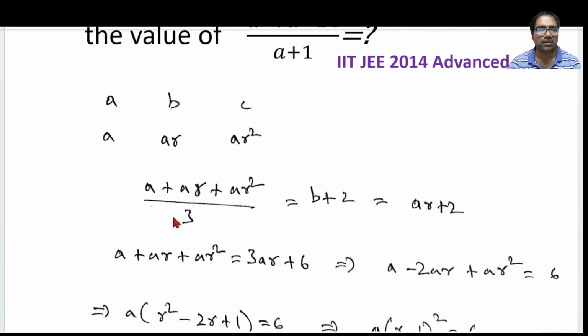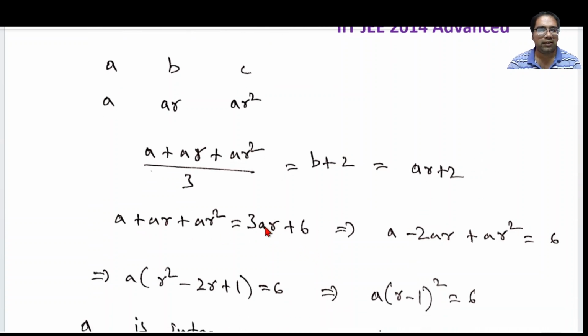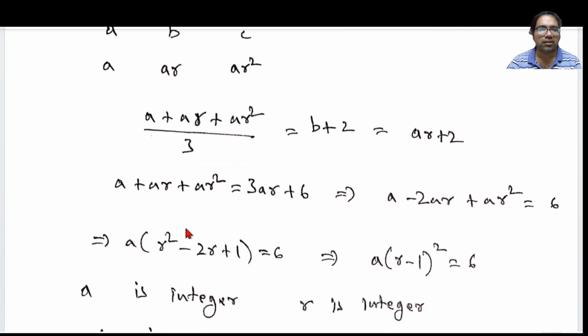Let us just simplify this. Then a plus ar plus ar square should be equal to 3 times ar plus 2, that is 3ar plus 6. What does that mean? If you take this 3ar to this side, it becomes a minus 2ar plus ar square equals 6. That means a times r square minus 2r plus 1 equals 6. That also means this is r minus 1 whole square, right? a into r minus 1 whole square equals 6.